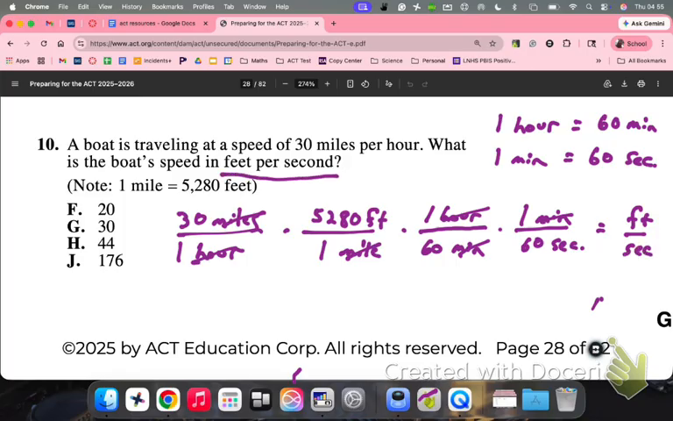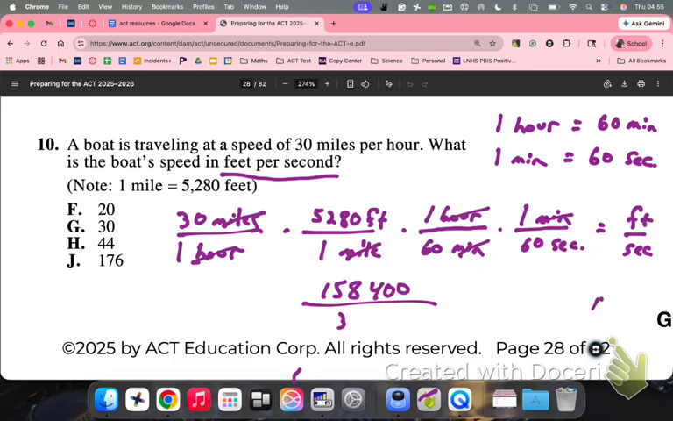Okay, now I can just multiply across the top and then multiply across the bottom, and that will be my answer. So 30 times 5,280 times 1 times 1. Please don't multiply 1 and 1 in your calculator. You don't have to do that. That's going to be 158,400. And across the bottom, it's 1 times 1. And again, please don't multiply that in your calculator and waste your time.